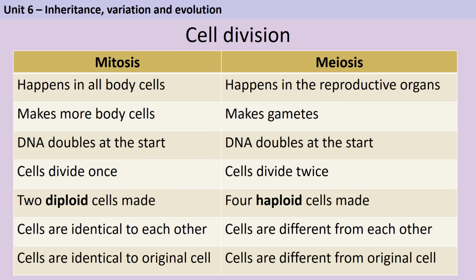The cells are different from each other because there's different assortment of the chromosomes coming in, and they're also different from the original cell because they've only got half of its DNA. Those cells that are produced in meiosis are gametes, and they can then go on to join up with another gamete and produce a new cell which is back to the original amount of DNA.